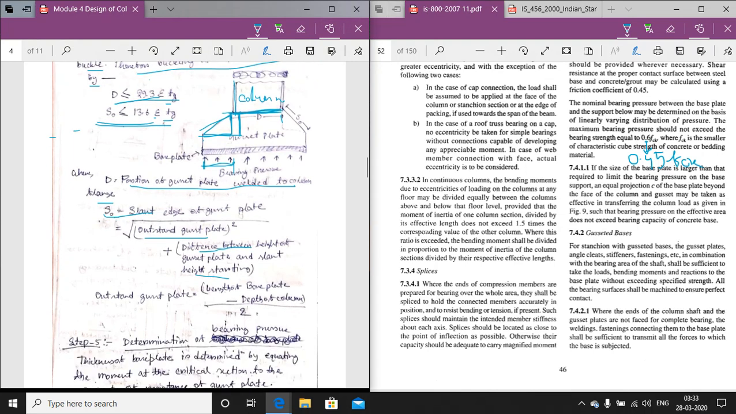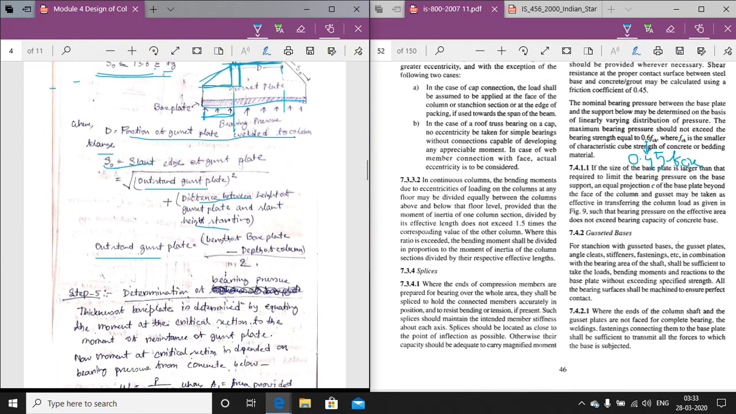And the outstand leg of the gusset plate will be equal to the length of the base plate, this is the length of the base plate, minus the depth of the column, this is the depth of the column, and divided by 2. We will also see in the math how this formula comes out. This is step 4.